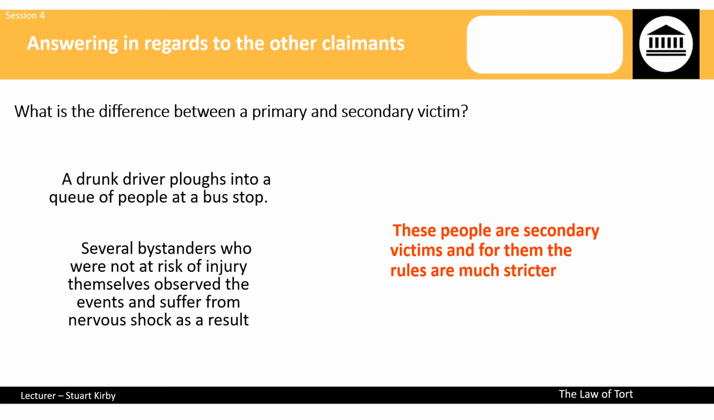We have also looked at claimant 1, Primrose, who is of course a primary victim. In session 5, we're going to look at the remaining claimants. We need to decide whether they're primary or secondary, and then consider whether they can make a claim for nervous shock. Because Primrose is the only claimant that has physical injury, the rest have to be regarded under the nervous shock rule.